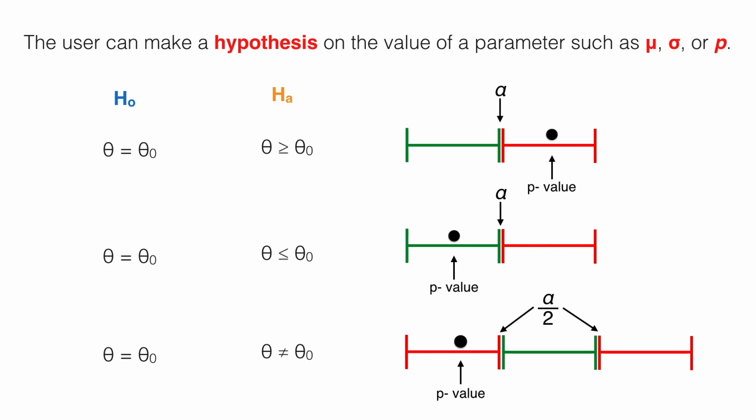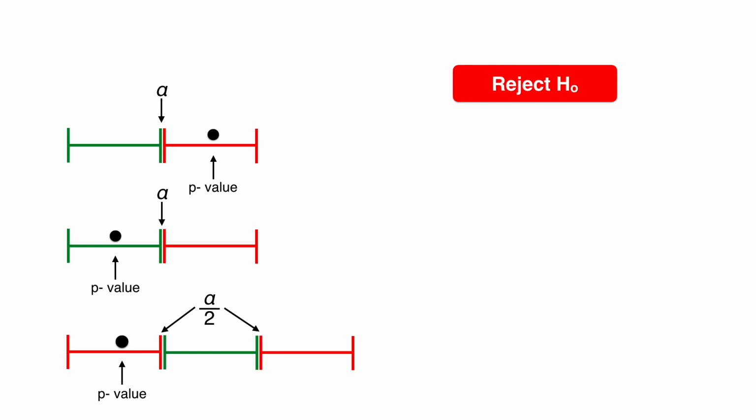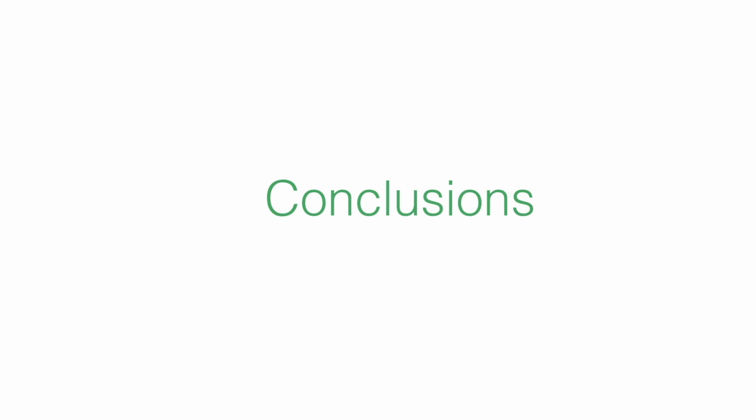For all of them, each result is going to be summarized in terms of the p-value to be compared against alpha, and the same criteria mentioned before will be used to reject or fail to reject H0. When rejecting H0, it is concluded that the parameter is greater than, less than, or different from the tested value on each of the scenarios mentioned, respectively.